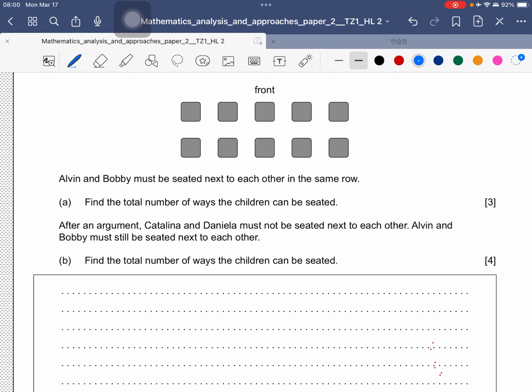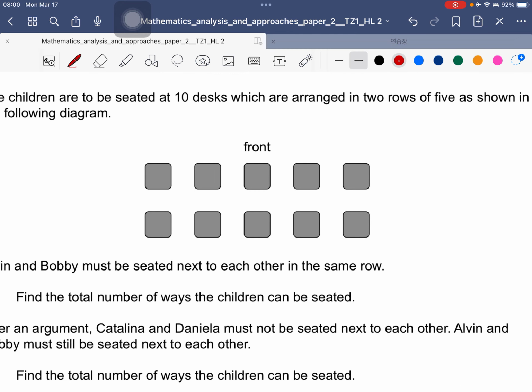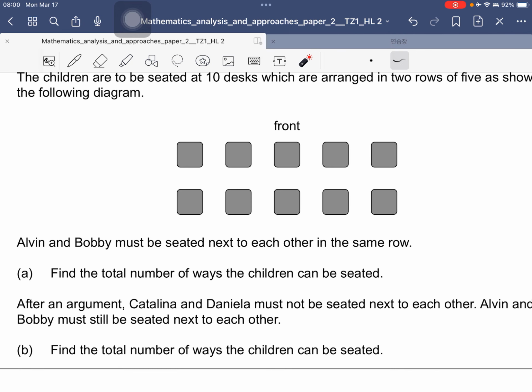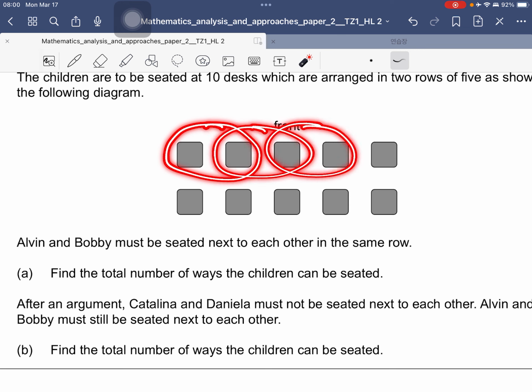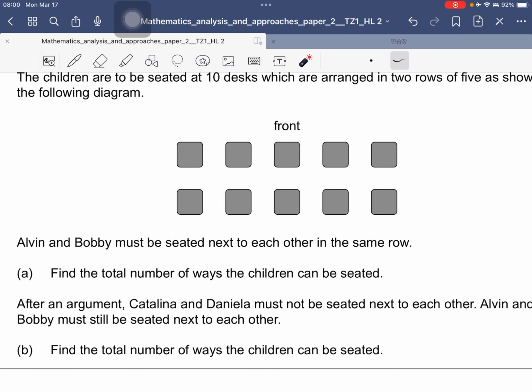Elvin and Bobby, A and B, must be seated next to each other in the same row. Find the total number of ways that children can be seated. So A and B must sit next to each other, which means that we can apply the concept of blocking the seats. We can block the seat only for A and B, like this, like 1, 2, 3, 4, 5, 6, 7, 8. Notice that there are only 8 ways of blocking seats for A and B.